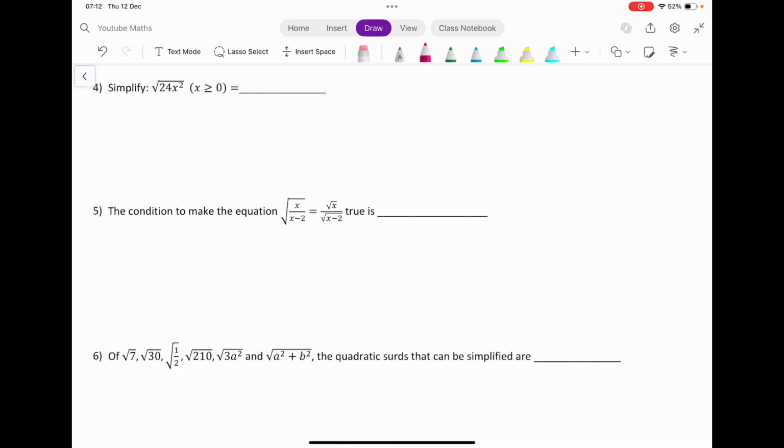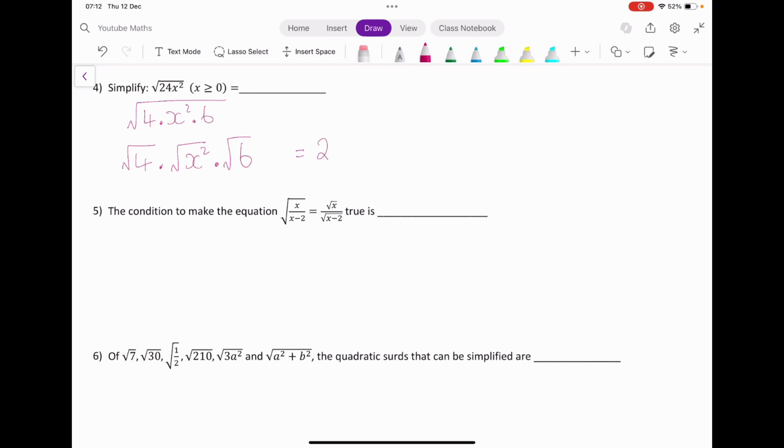Okay, looking at question 4, it's simplify root 24x squared when x is greater than or equal to 0. So what I'm going to do is inside the root, I'm going to put it as the factors, as many square numbers as I can. So I'm going to have 4 times by x squared times by 6. And if you times them together, you get 24x squared. And then you can separate the root, so it's root 4, root x squared, root 6. Now obviously you can ignore this once you get better, it's just so that you understand where it comes from.